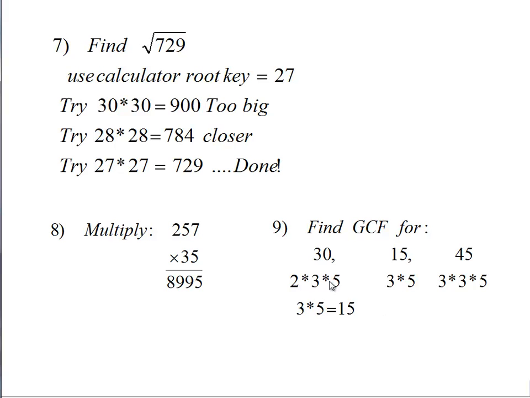So your greatest common factor is what they have in common, the 3 and the 5. They don't have 2 3s, so you can't keep both of them. They don't have a 2. So it's 3 times 5, which is 15.